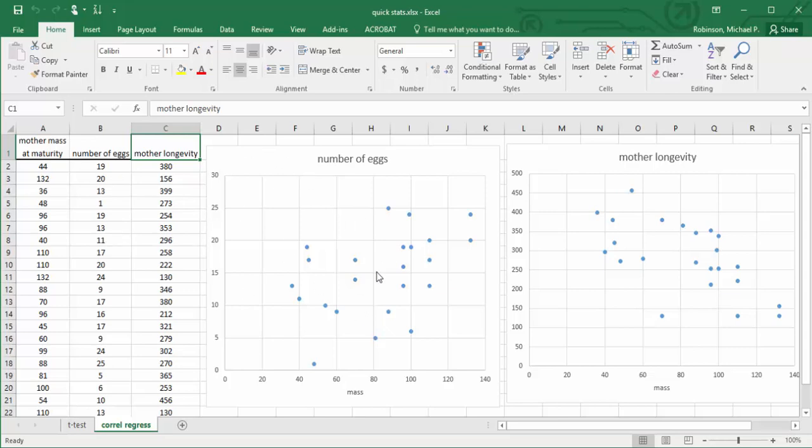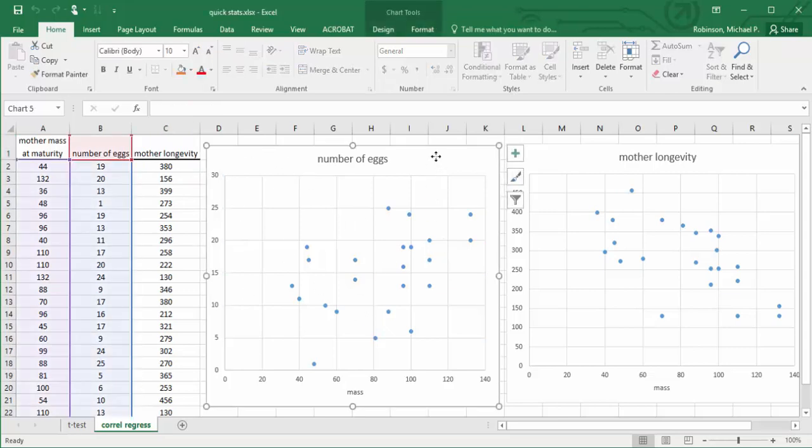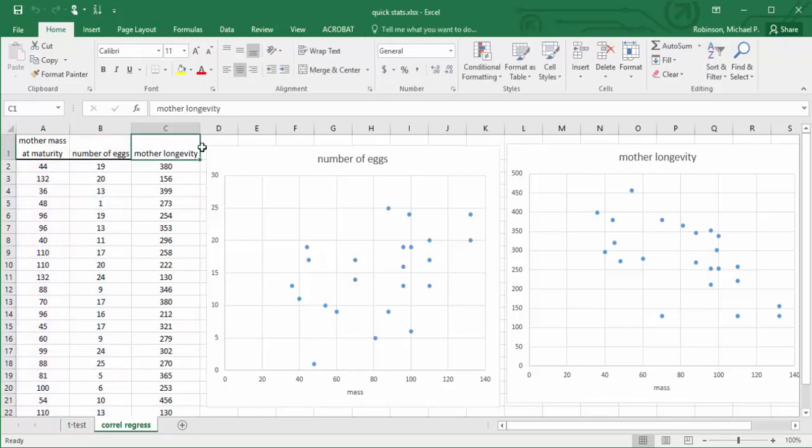Now here I have some of them plotted. I have the number of eggs. This is not a great looking figure, but it's good enough to take a look at it. This is the number of eggs correlated with the mass of the mother, and this is the longevity correlated, or at least shown in its relationship with the mass of the mother.